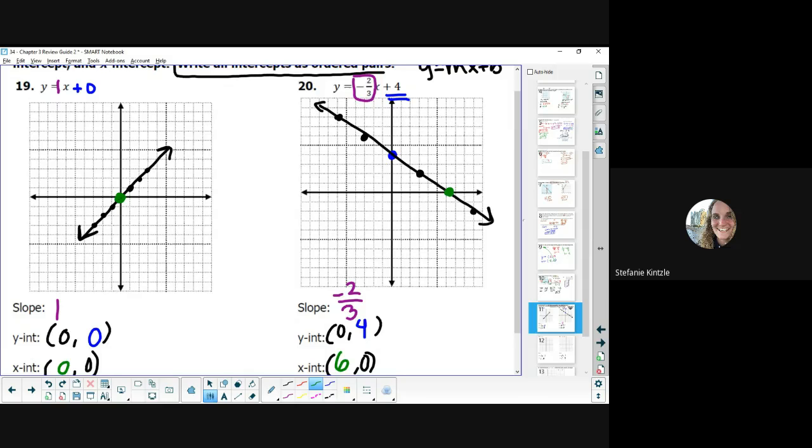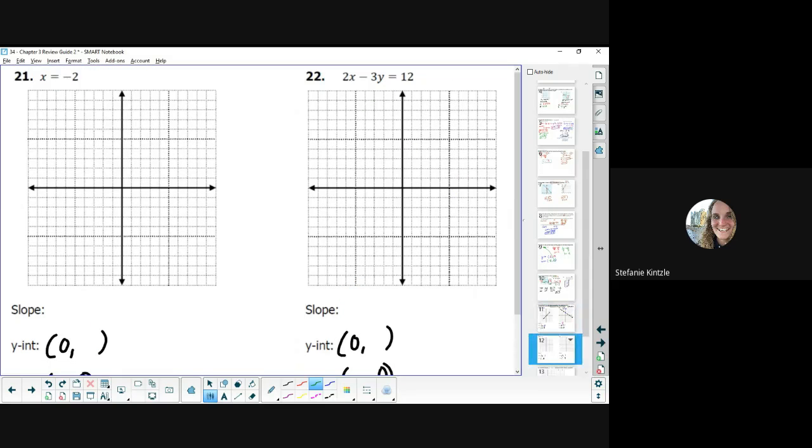Again, my negative slope matches my line. It falls from left to right. All right, next one. This is called a constant function because anytime x equals or y equals a constant number, we call it a constant function. If it's a constant function, it's going to be a horizontal line or a vertical line.